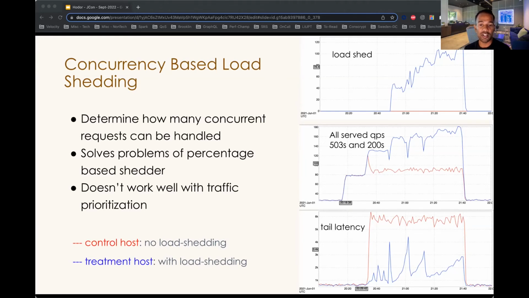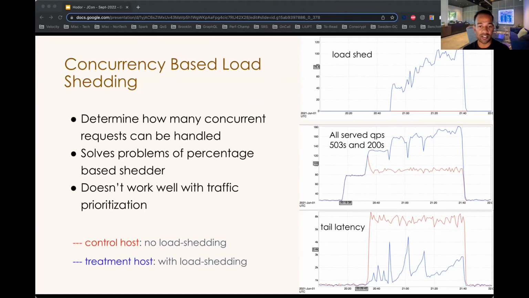The graphs shown here are from one of the A/B experiments we ran, where the red host was unprotected and the blue host had load shedding enabled. You can see that as the overall QPS increases, the protected host is forced to increase the number of requests that are dropped. You can also see that the overall tail latency is lower on the protected host.